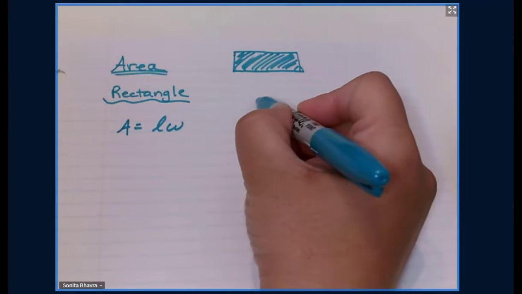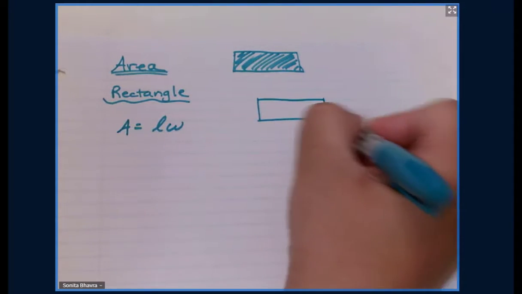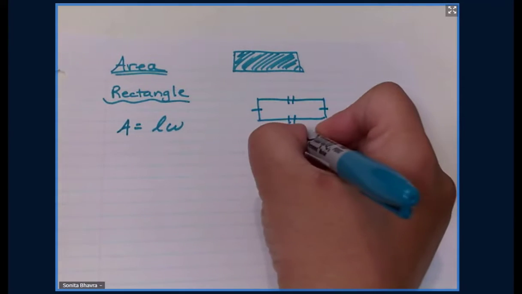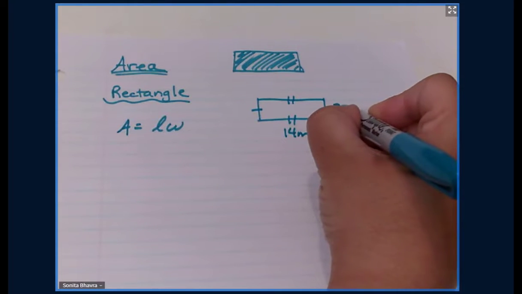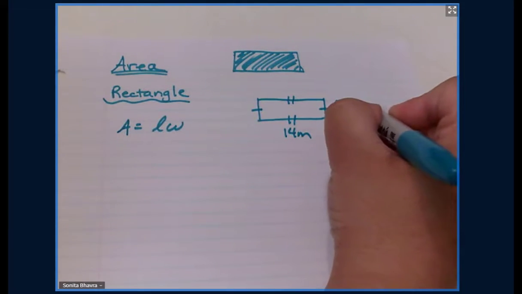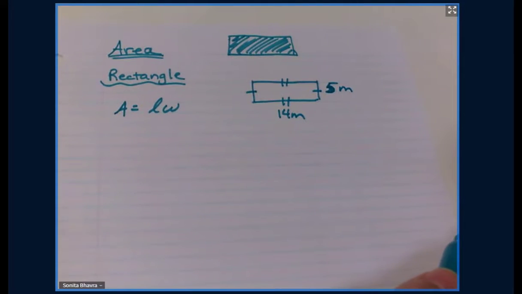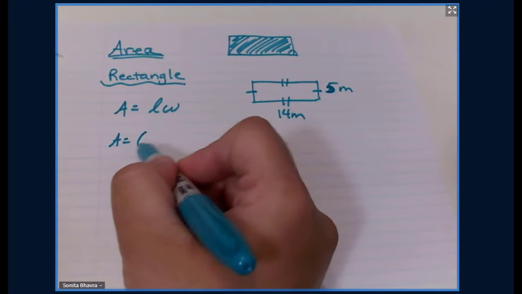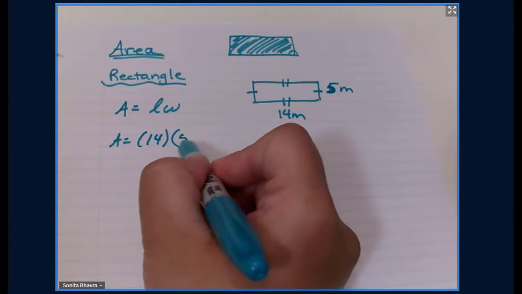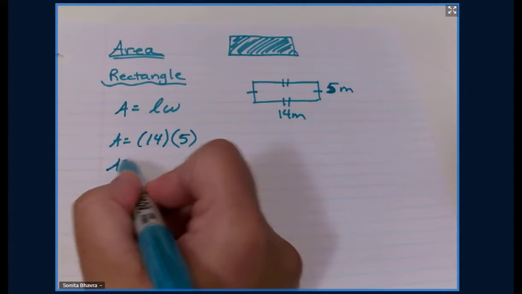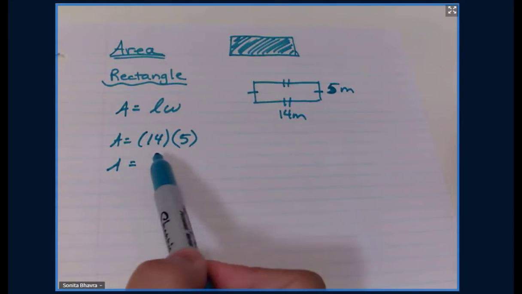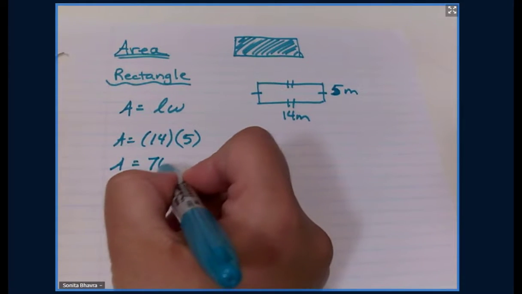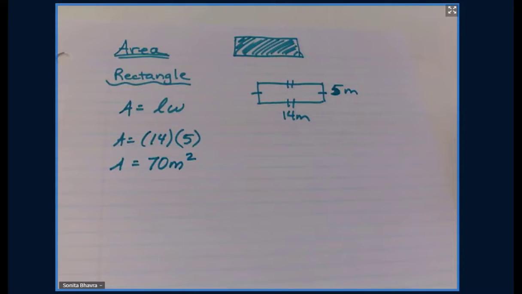So if we have an example here, we have a rectangle. These two sides are the same, and these two sides are the same. And we have 14 meters, and we have 5 meters. So just using substitution, we're going to substitute those values into length and width. Our length is 14, and our width is 5. Make sure you use brackets to show that you are multiplying. And 14 times 5 will give you 70 meters squared.